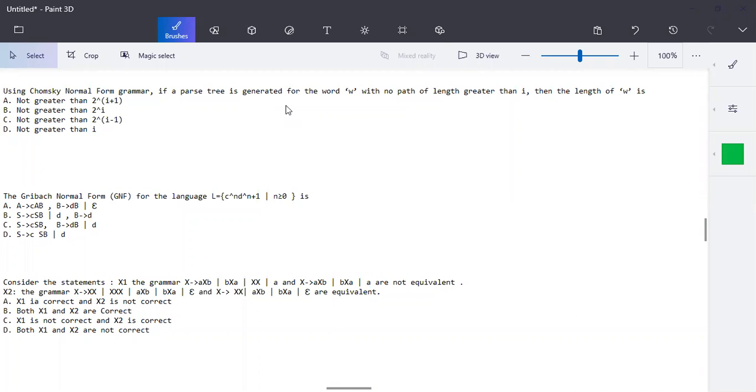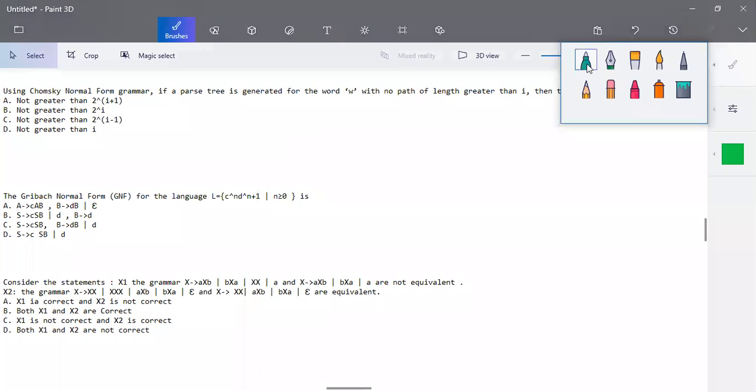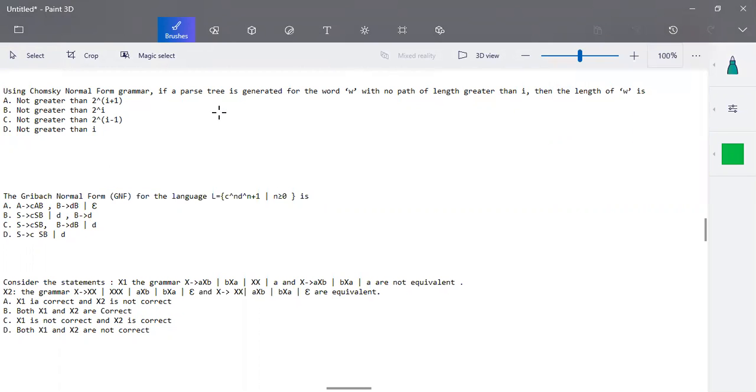Some more MCQs in unit 2. So the first one is: using Chomsky normal form, if a parse tree is generated. So we are going to generate a parse tree using Chomsky normal form. You know what Chomsky normal form is, right? In Chomsky normal form, you have a production where a variable goes to AB, two capital letters, or a single terminal symbol. So the parse tree generated here is always a binary tree.